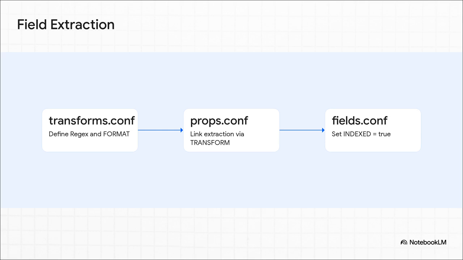Step 2, we jump over to props.conf and use the transform setting to link our custom extraction back to the VPN logs source type. Finally, step 3, we crack open fields.conf and set those brand new fields to index equals true. That tells Splunk to make them fully searchable.